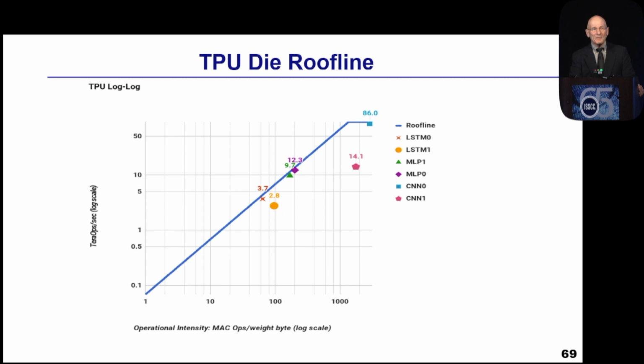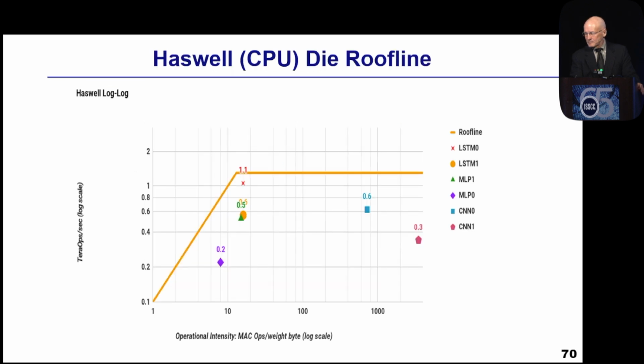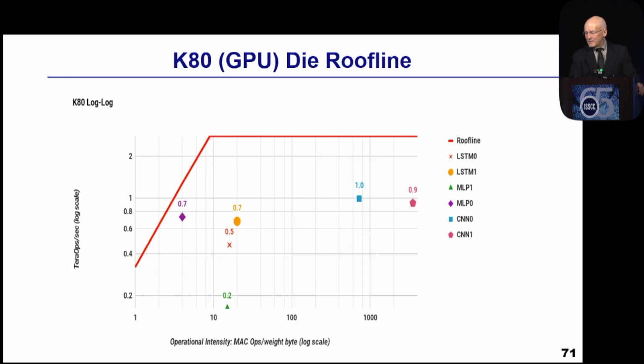And you can see 4 of the 6 neural networking apps are memory limited, but they're pretty close to the roofline, so they're operating pretty efficiently. Here's the CPU. It's got a lower roofline, but the apps are closer to the top, but on the GPU the apps are quite a bit below it.